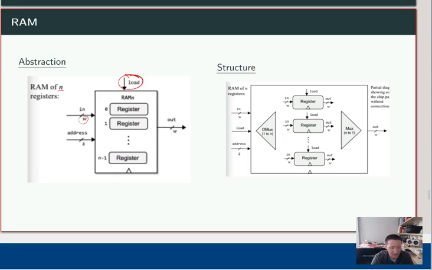Each of these is going to be a register that is w bits wide. So if n is 64 and w is 16, we could store 64 16-bit numbers. Cool, whatever. This is our abstraction. We have an input, an address of some number of bits needed to access the n registers, and our output, which is always also going to be a word.